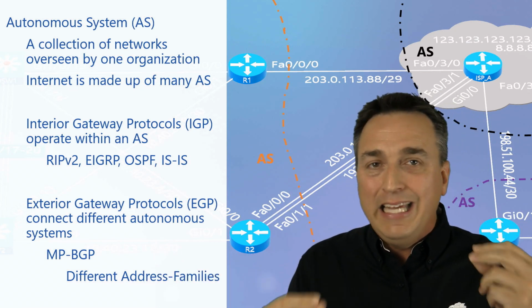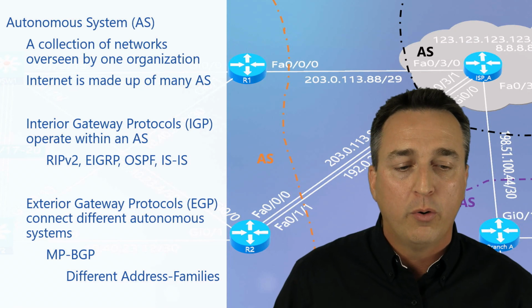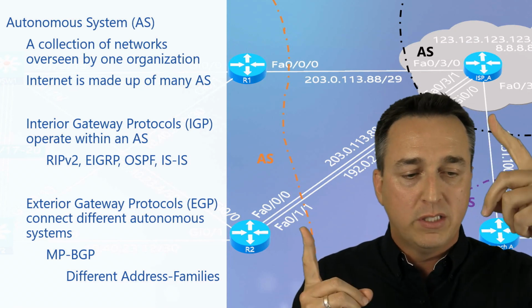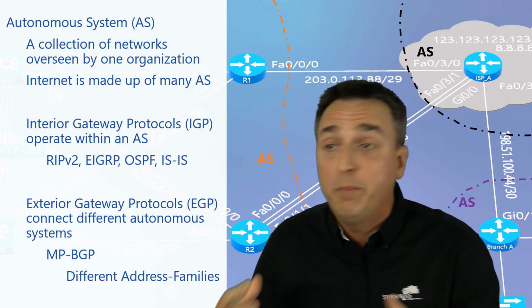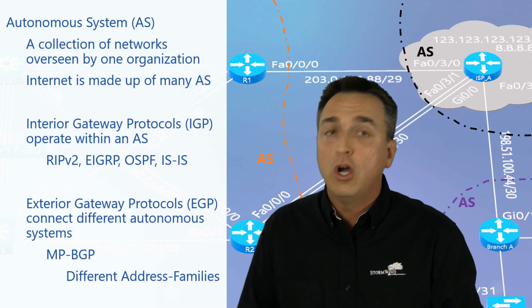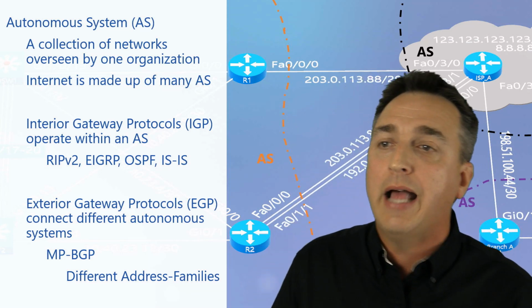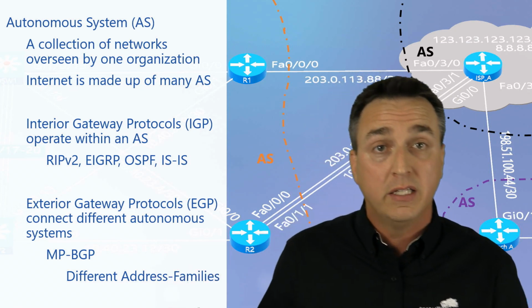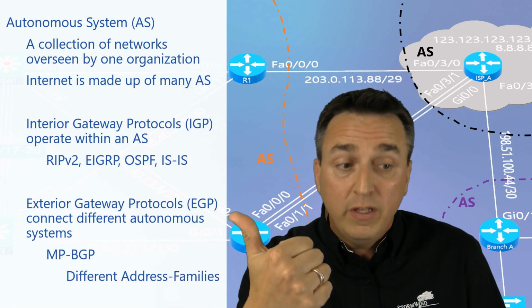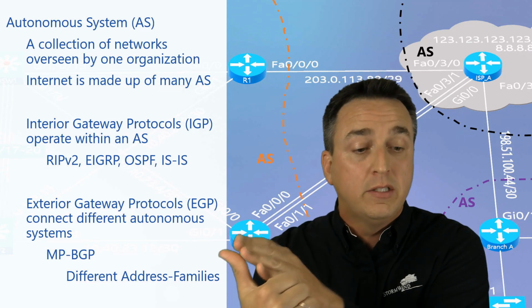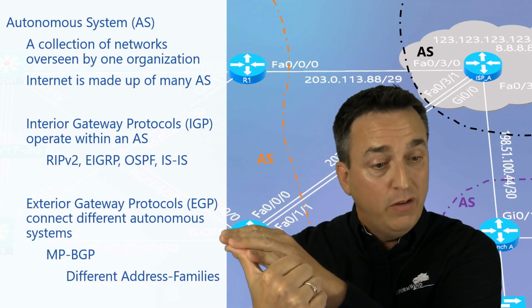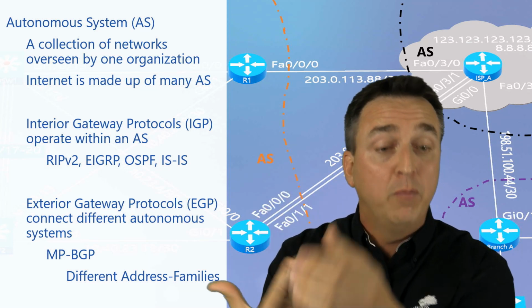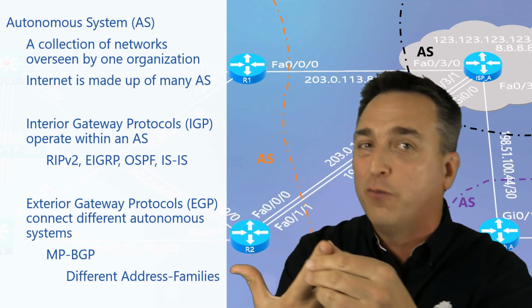So we have EGP, an exterior gateway protocol between different autonomous systems, multi-protocol BGP. And why is it called multi-protocol BGP nowadays? It's called multi-protocol BGP nowadays because it has the ability to support many different things. For example, IPv4 prefixes. That would be one address family for BGP. One protocol, IPv4. But you got IPv6, that would be a different address family, a different protocol.